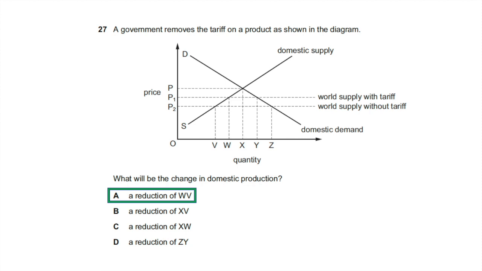The world's supply with tariff is our starting point. At this level of world supply, domestic producers can supply OW units of the good before consumers opt to buy imports. After the tariff is removed, domestic suppliers will only supply OV goods as consumers opt for the cheaper imports. The reduction in domestic production is WV.